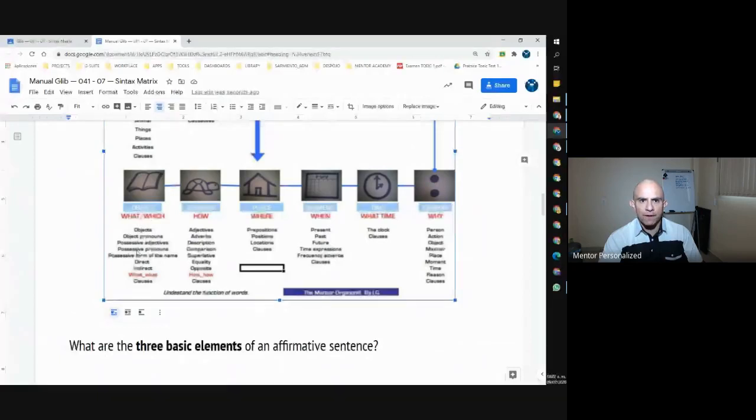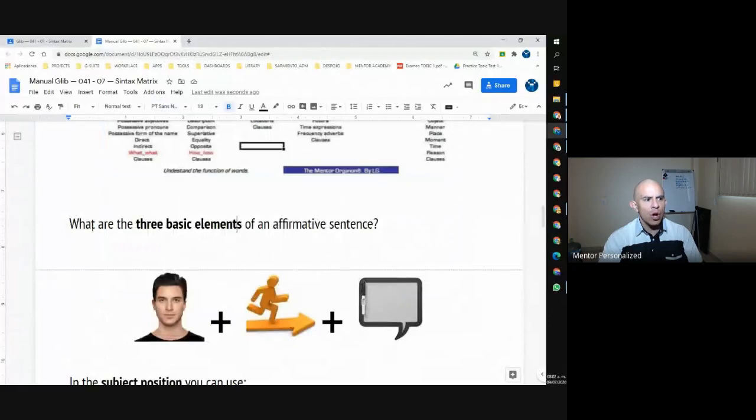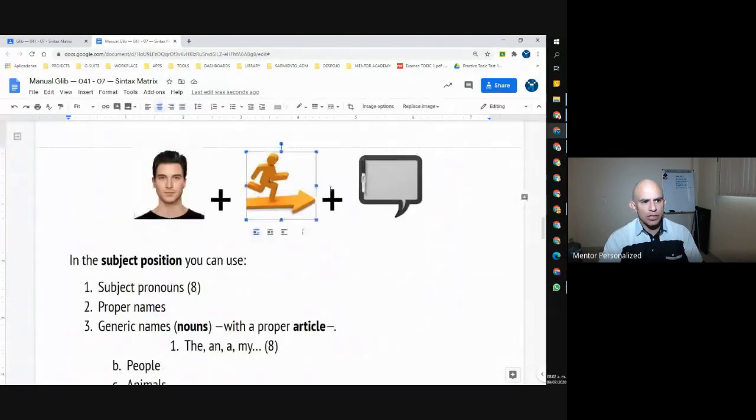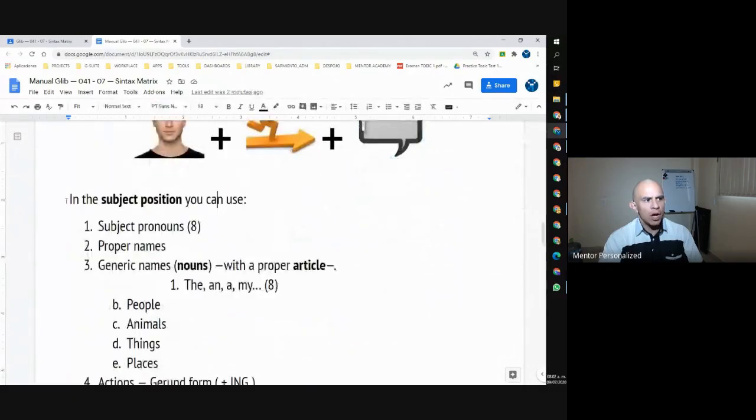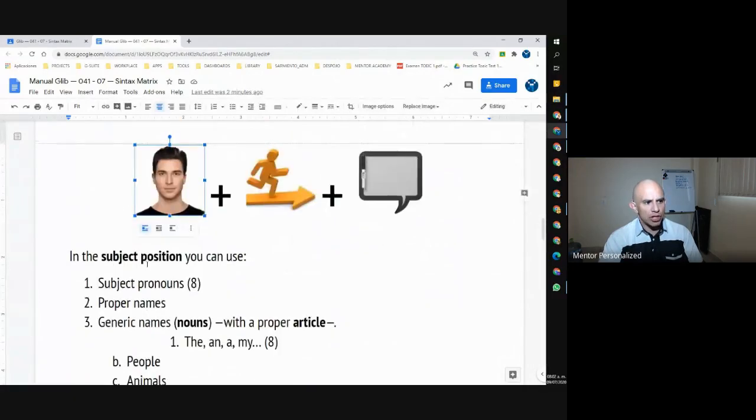It is possible for us to complement with different ideas or with different specifications. So what are the three basic elements of an affirmative sentence? We said subject, verb, and complement, where in the subject position, you can use, number one.